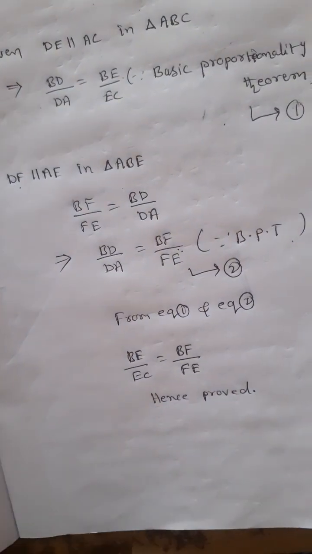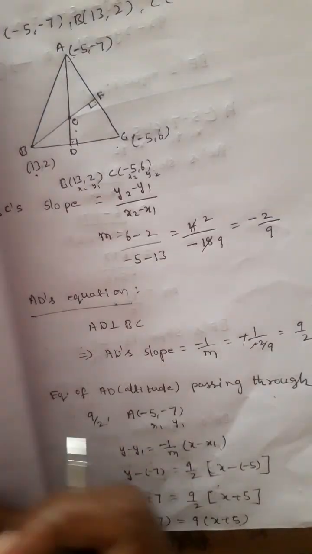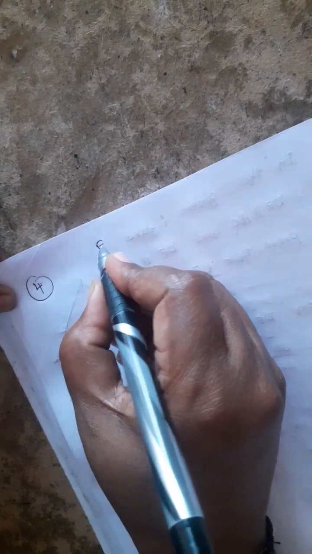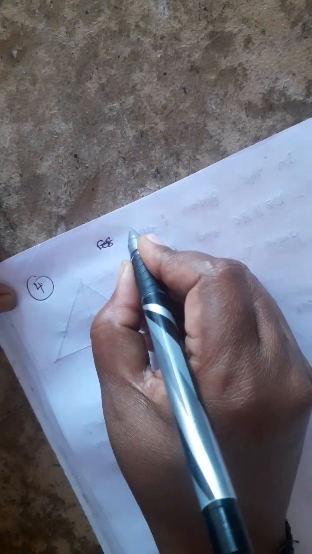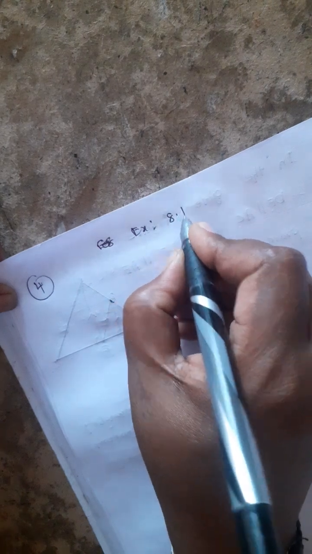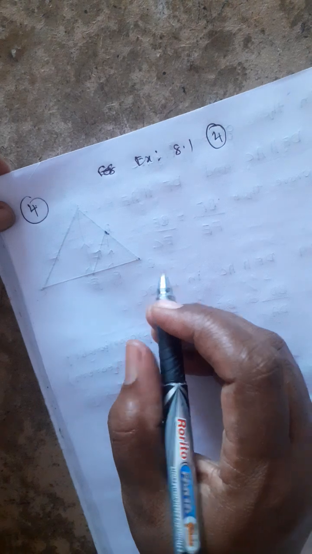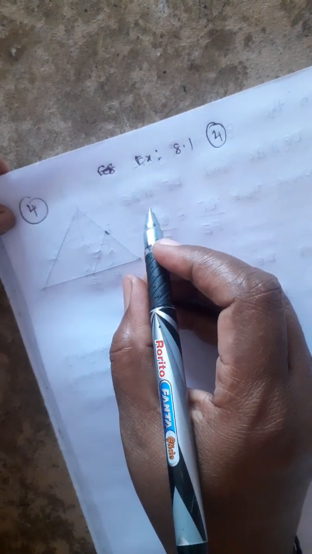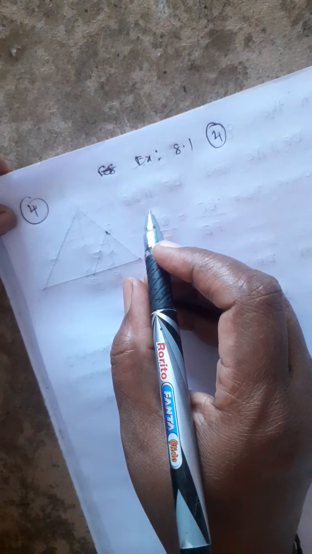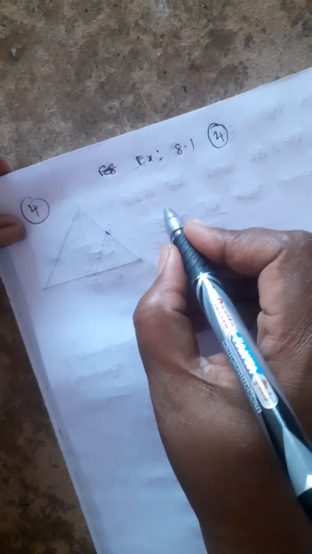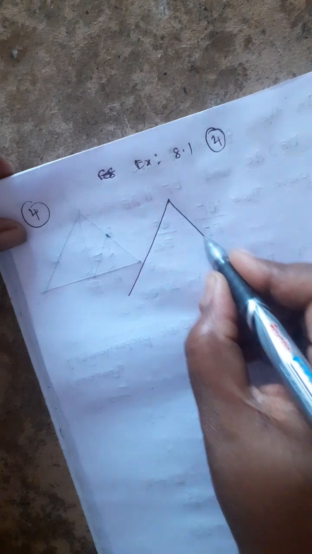Okay, now let's start one more question. Fourth question, same exercise 8.1, fourth problem. I'm not writing the question. Listen to my question: prove that a line drawn through the midpoint of one side of a triangle. So let's draw the triangle.